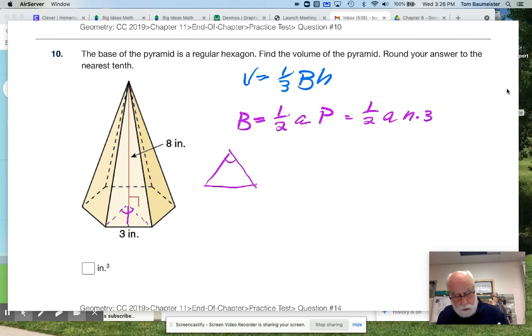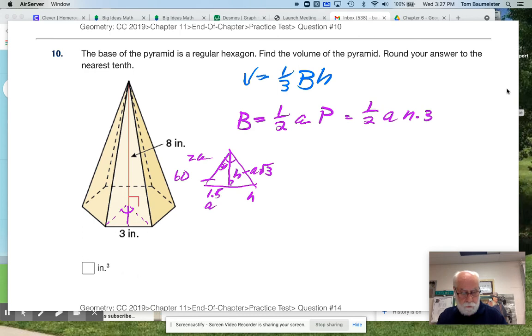So this would be 60 degrees. But again, the apothem bisects it, so I only need 30 of it. This here is a right angle, so then this one here is 60. So on this one here, remember, it's a special right triangle. And then half of it would be here. So to find our h, remember this is a, this is 2a, this is a times the square root of 3. So that is telling us a is 1.5. So the height here, or our apothem, is equal to 1.5 times the square root of 3.